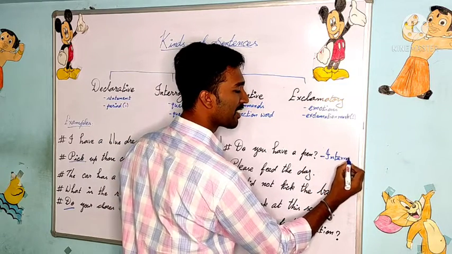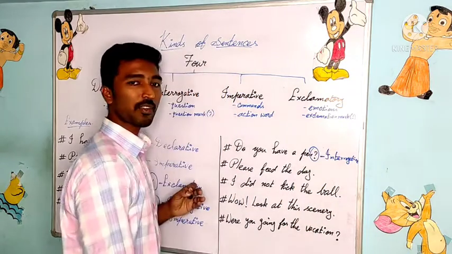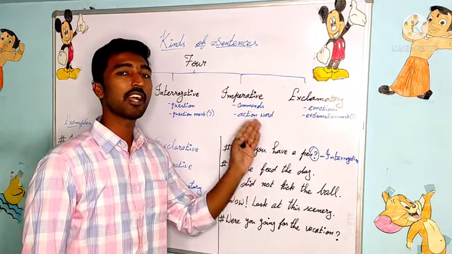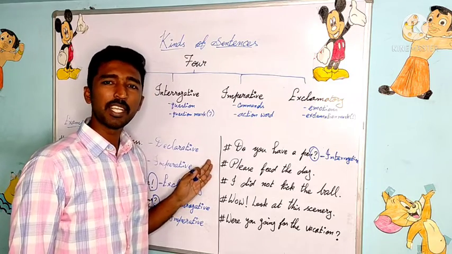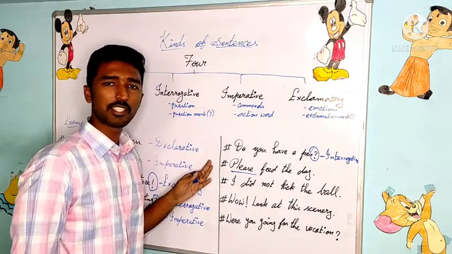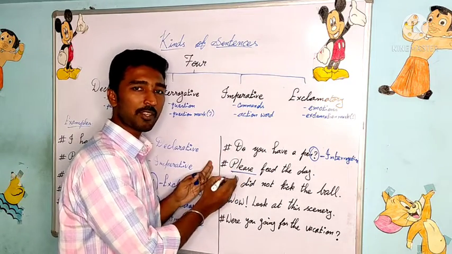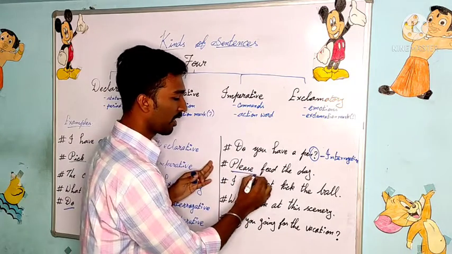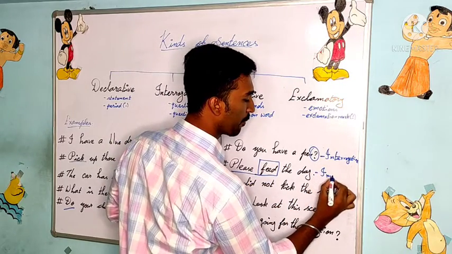It's an interrogative sentence because it ends with a question mark. Only interrogative sentences end with a question mark. And the next one, please feed the dog. Please. A request. I told you, in an imperative sentence a request starts with please or kindly followed by a verb. Here the next word is the verb. It's an imperative type.